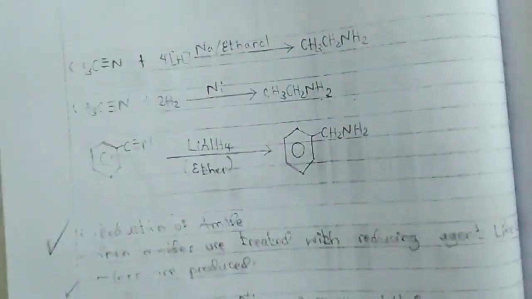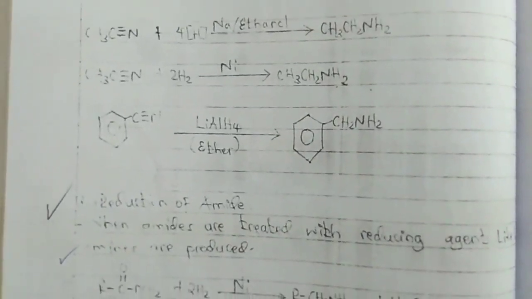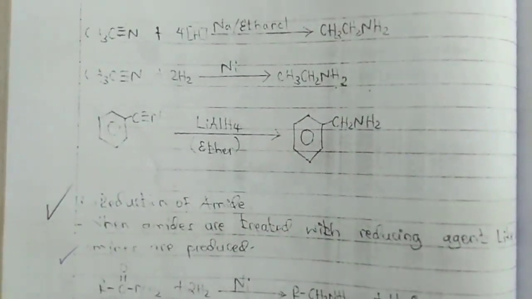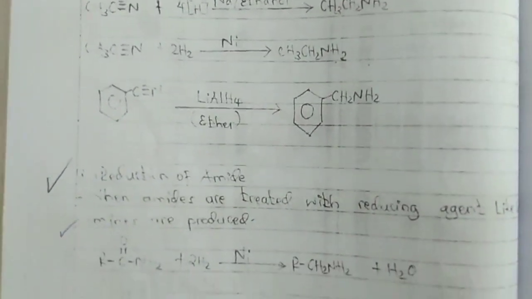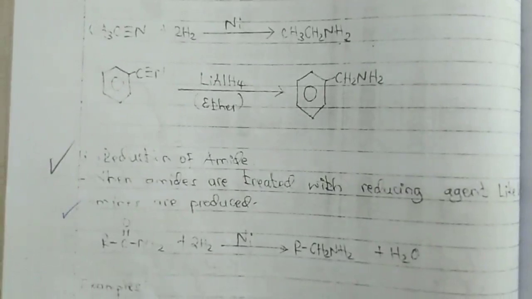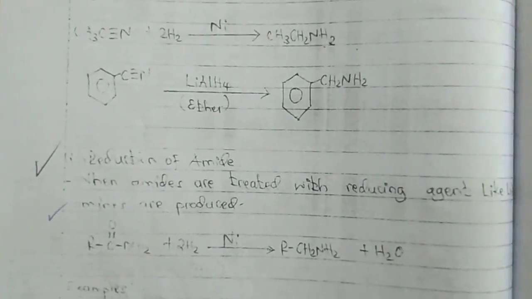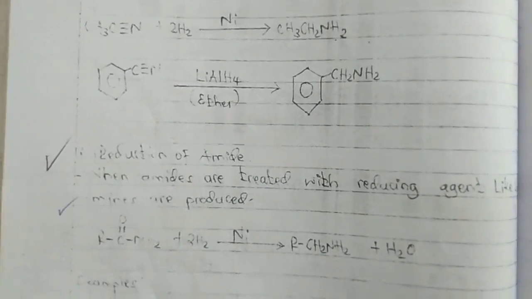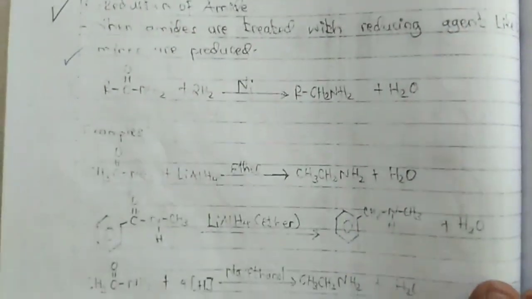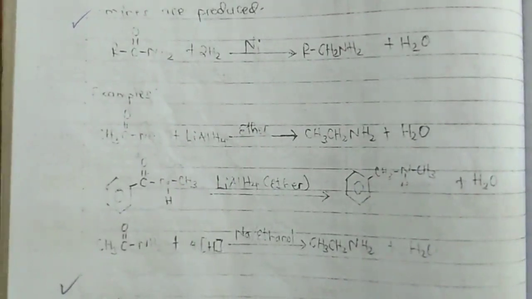Another reaction is the reduction of amide. If you remember in a few previous sessions we discussed amide, and we said the amide is formed from the reaction of carboxylic acid with ammonia in certain conditions. So reduction of amide, when amides are treated with a reducing agent like lithium aluminium tetrahydride, amines are produced, and more especially here they are primary amines. So yeah, there are several examples of the reaction showing lithium aluminium tetrahydride in the presence of ether, or sodium in the presence of ethanol.